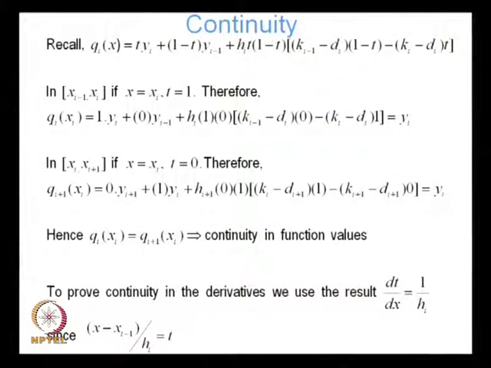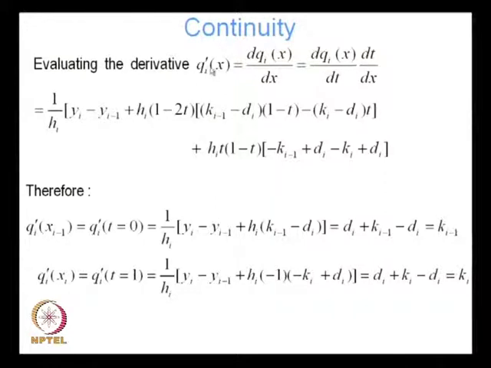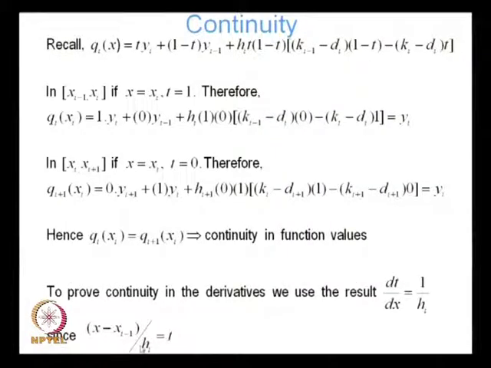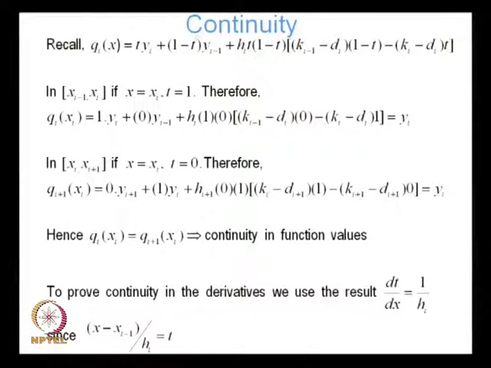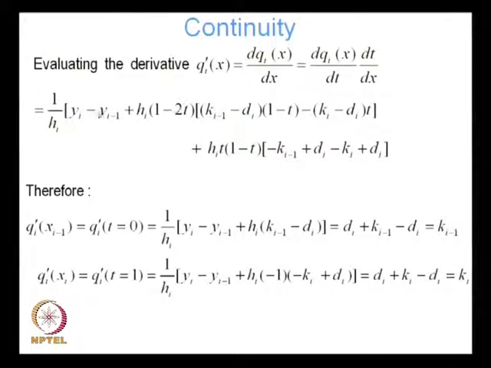To prove continuity in the derivatives, we use the following result: dt/dx is equal to 1 by hi, and try to find the derivative of this expression. So I find qi prime(x). Now t is the independent variable, so I want to find dqi/dx, but I have used this intermediate parameter t, so I use dqi/dt times dt/dx, and from this expression dt/dx is equal to 1 by hi. So I have 1 by hi times dq/dt of this expression.